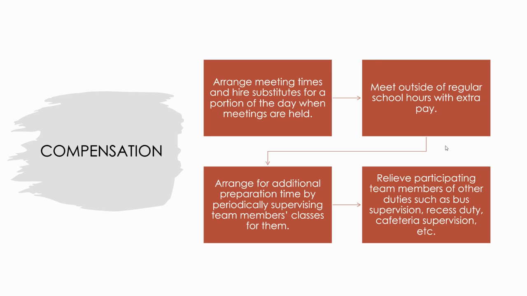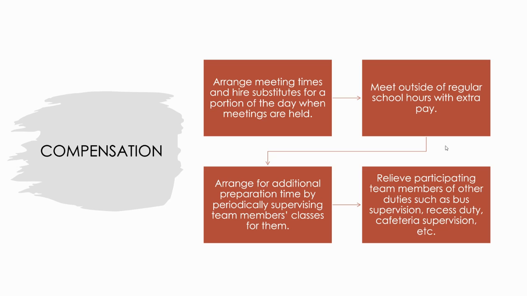So we come across this question a lot: how do we compensate those team members, because they're going to be using a lot of their free time to do this planning and to get this implementation off the ground and sustain it. There are several things that an administrator can do to compensate them. The ideal method would be financial, some type of stipend, but that's not always possible. So they could arrange meeting times and hire substitutes for a portion of the day when that team needs to meet, to free them up, with someone to supervise their class.